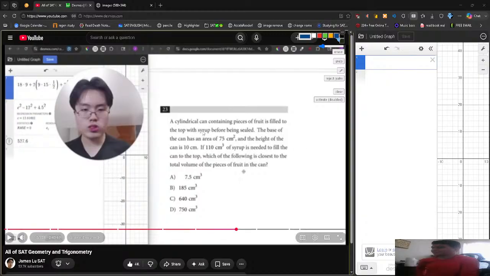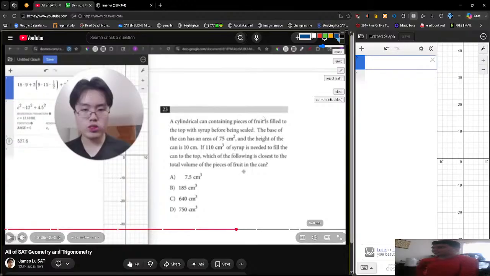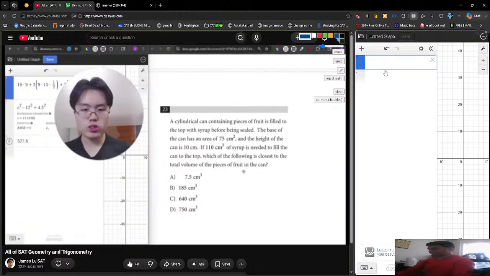Okay. A cylinder can containing pieces of fruit is filled to the top with syrup before being sealed. So a cylinder is this. The base of the can has an area of 75 cm², and the height of the can is 10. So 10 times 75, so 750 of syrup.